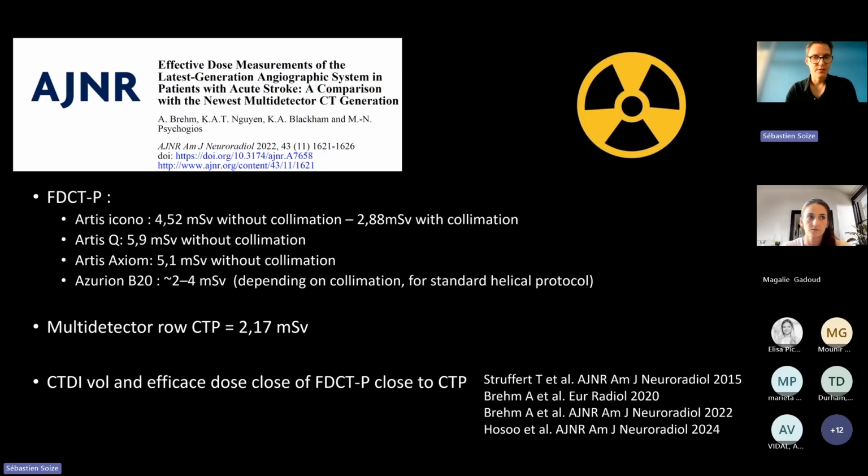There's a difference. The difference is a larger field of view, which is a constraint, so you get less beautiful images, but you get whole brain coverage that you don't have with a standard CTP protocol.